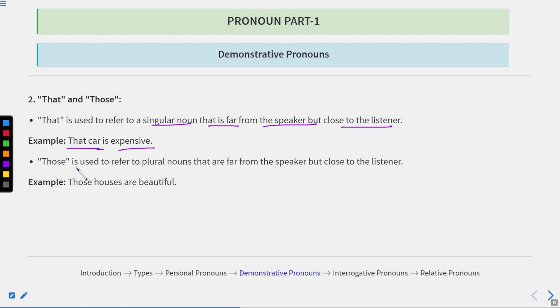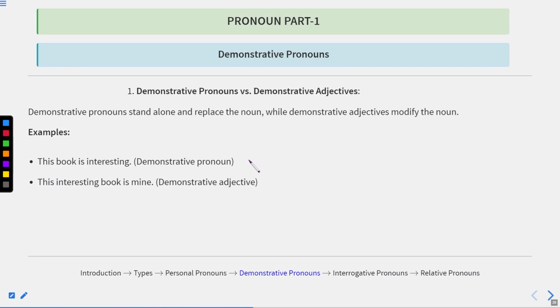Those is used to refer to plural nouns that are far from the speaker but close to the listener. For example, those houses are beautiful. So this is actually an example of demonstrative pronouns. Now let us move to the next slide.